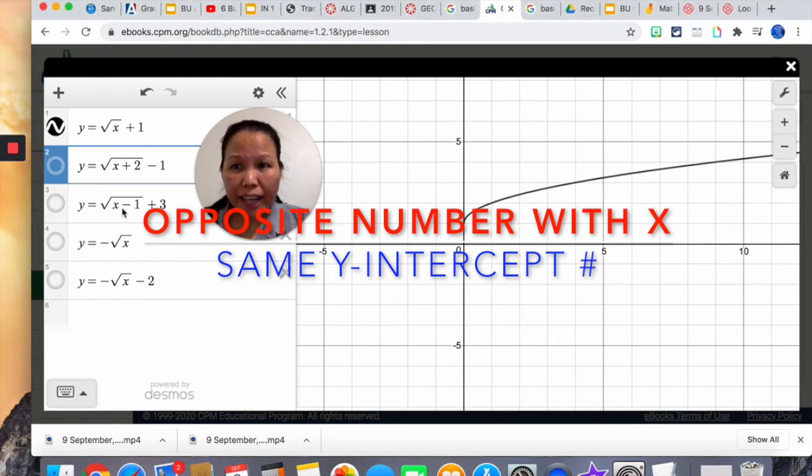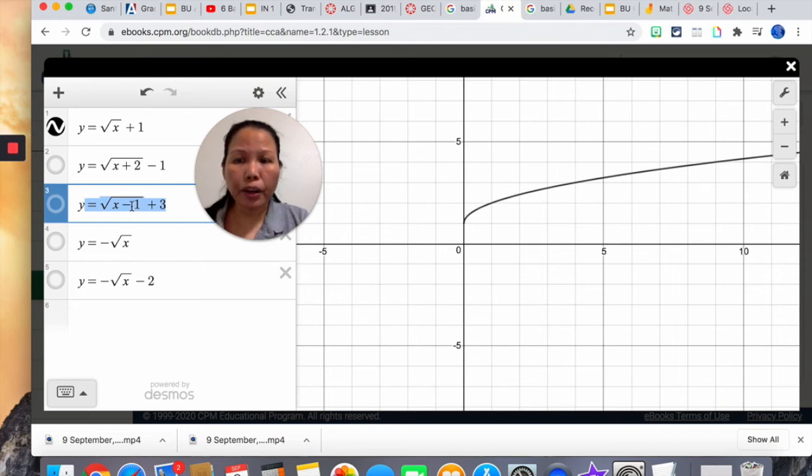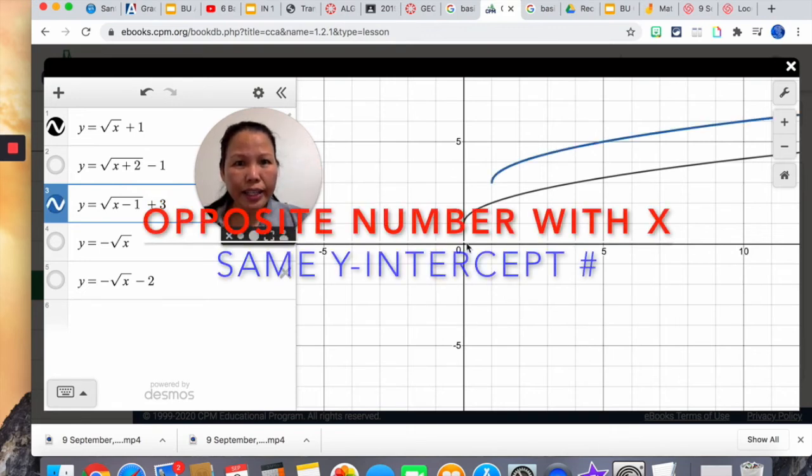Taking a guess with the next equation or function we have here, we have the square root of x minus 1. So I would say this one will move to the right. Okay, remember it's going to be contrary when it's under the square root with the x. So it's going to be the opposite of negative 1, which is left. Opposite is going to the right one, and then the y-intercept is going to be positive 3. So 3 up from 0, right, on the y-axis. So let's go ahead and graph that and see how it looks. There we go. We got the blue line. We got 1 unit to the right and 3 units up.